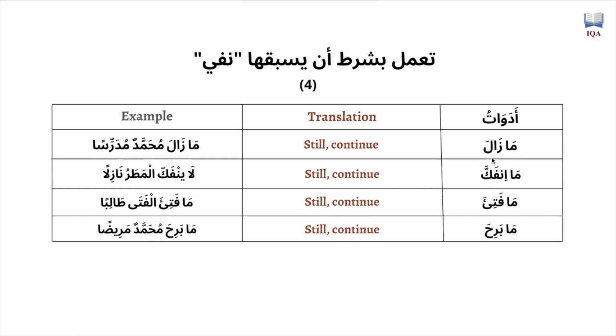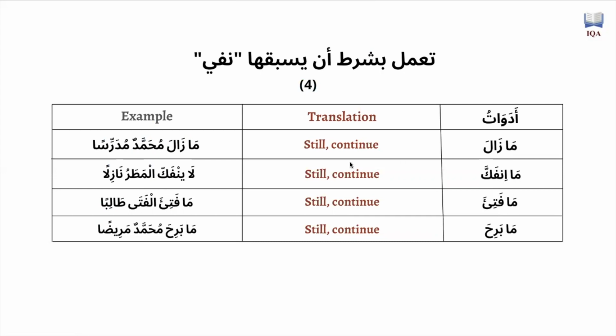So zala means for something to go away. So when I say ma zala, it means something did not go away. Yani, something continued, something is still here. So that's why these need to be preceded by a negation, because on their own they actually mean the opposite.